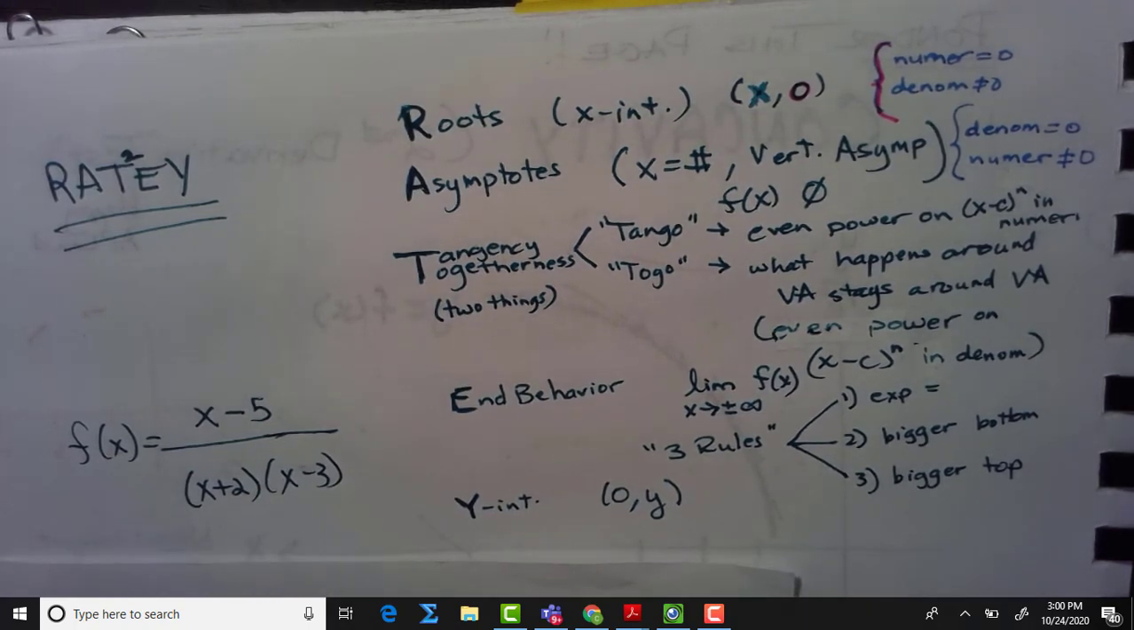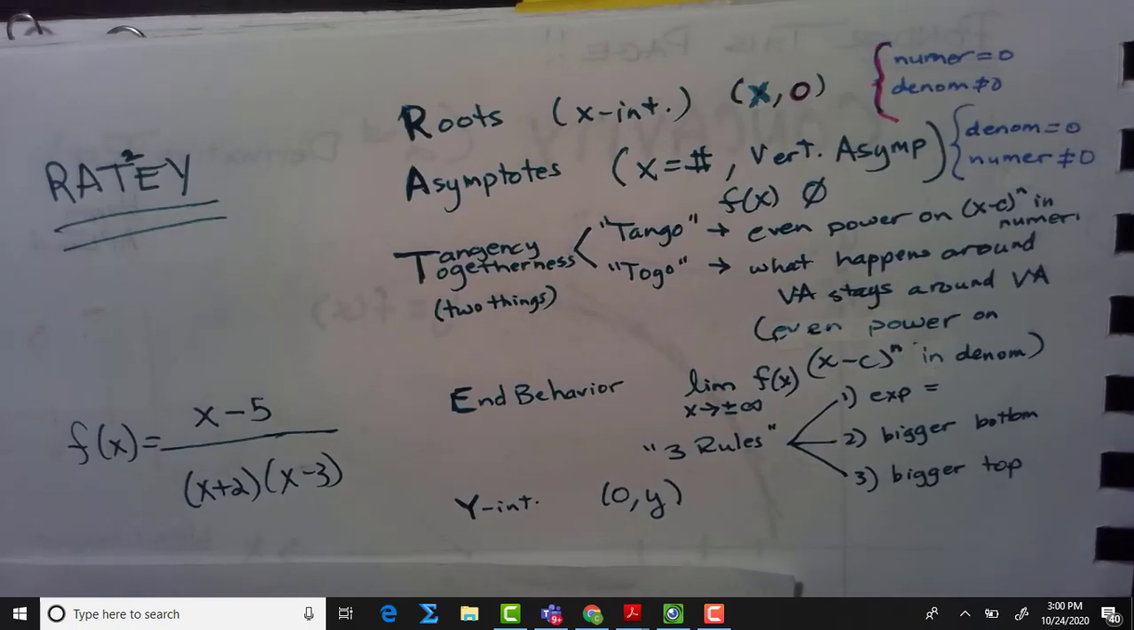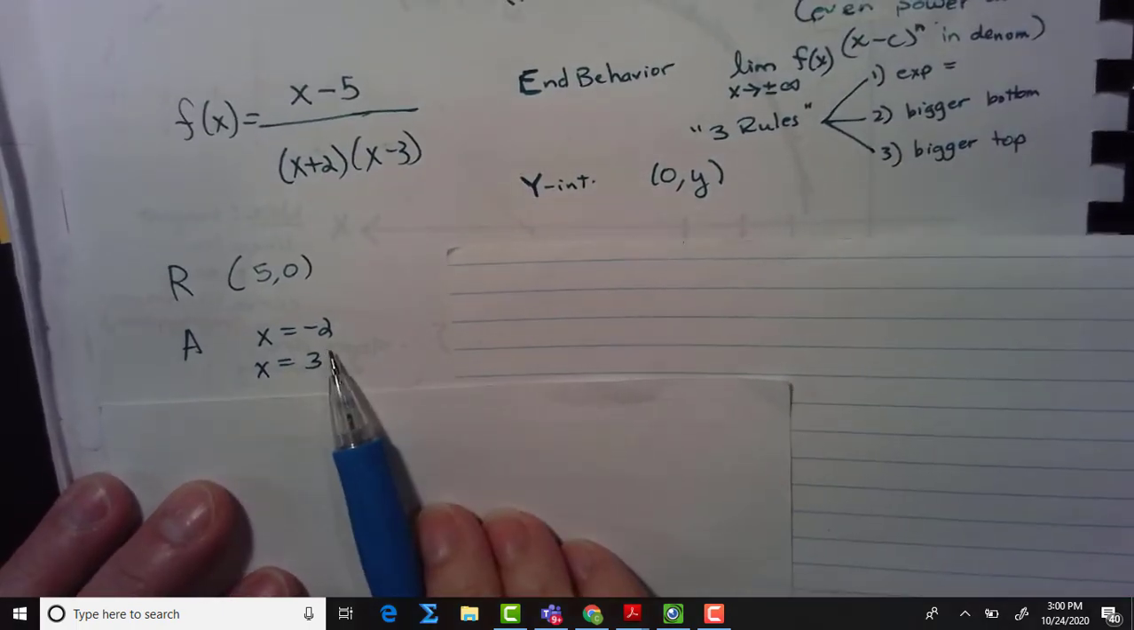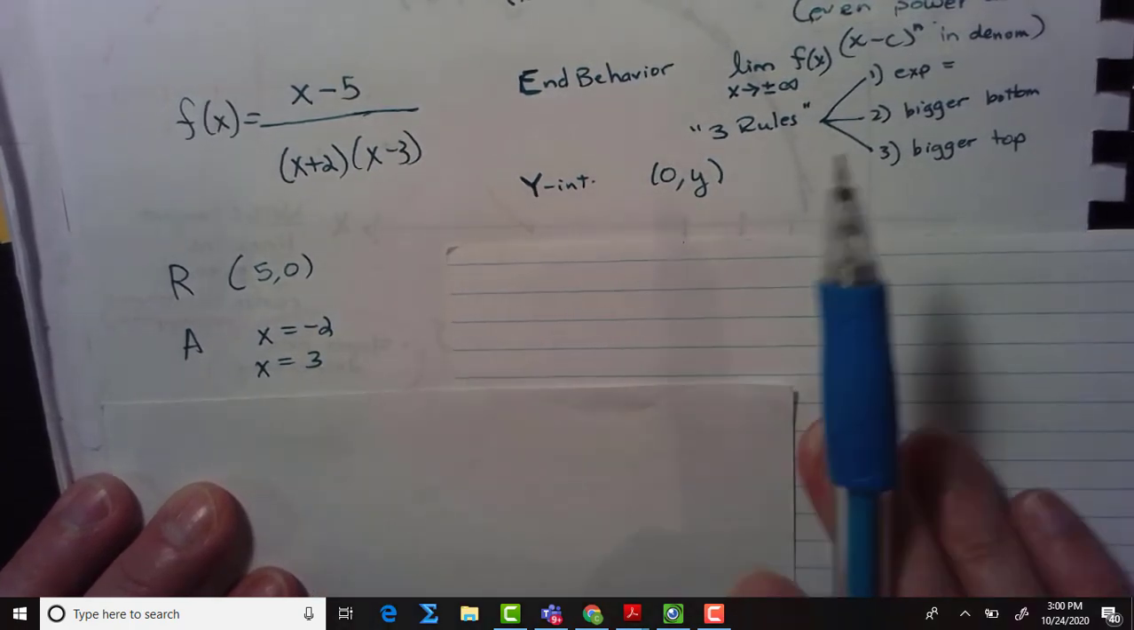f of x equals (x minus 5) over (x plus 2) times (x minus 3). Now we can see our root is very easy. When x is 5, I will have a 0 for my y coordinate. What about my vertical asymptote? You can see that we have 2, when x is negative 2 and x is 3. We're going to write those as equations.